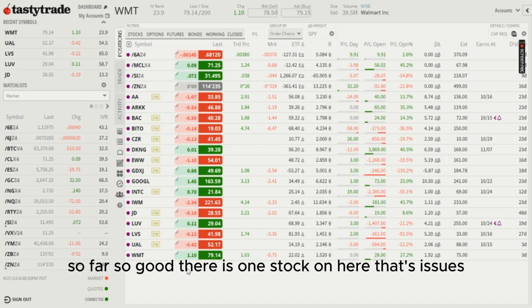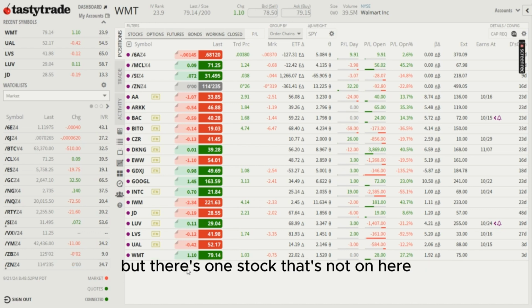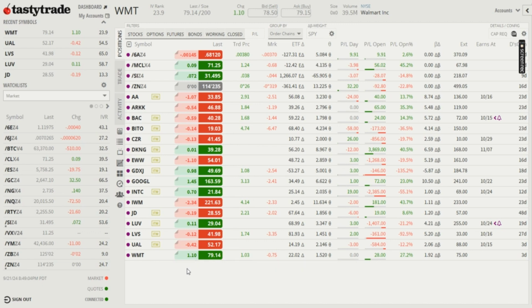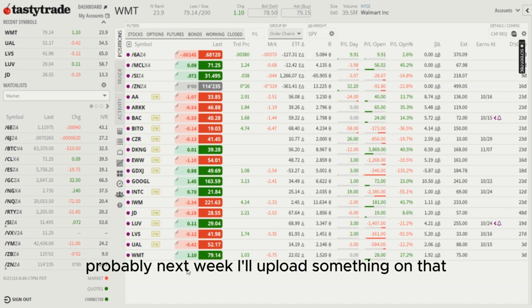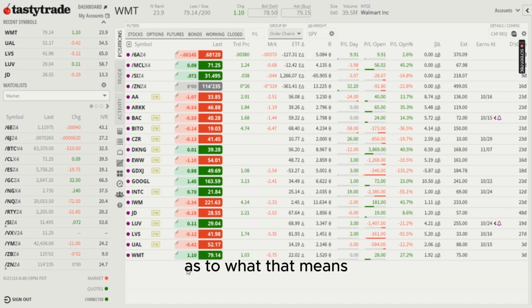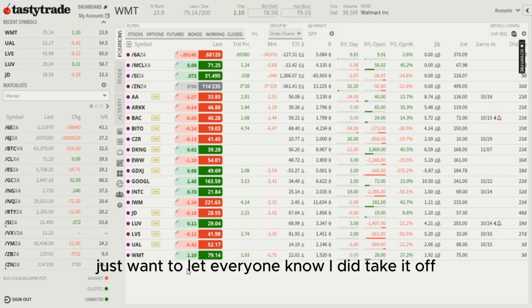There is one stock that's not on here that was on here for the last several years. And that was XBI, the biotech ETF. I actually took this off on Friday. By the way, there was a dividend. I think it went ex-dividend today, and I will give a small presentation on ex-dividend. Probably next week I'll upload something on that for those of you who may have questions as to what that means and how it can impact one's position. But XBI, just wanted to let everyone know, I did take it off.